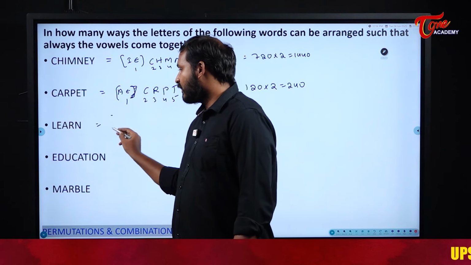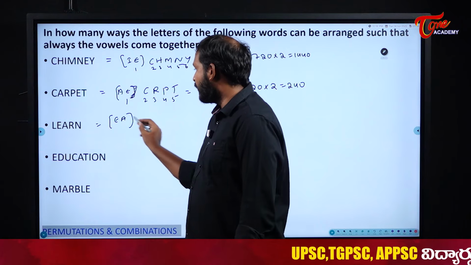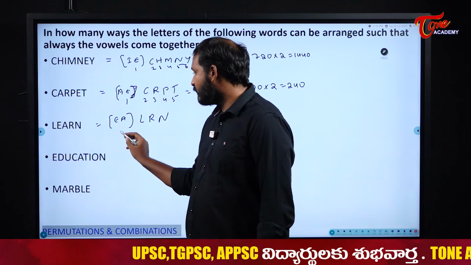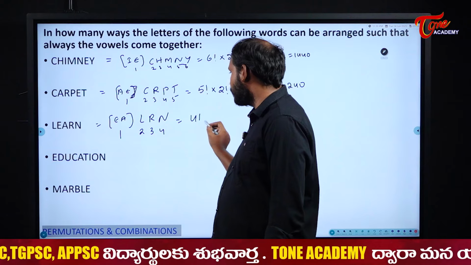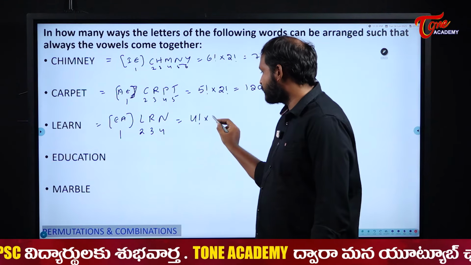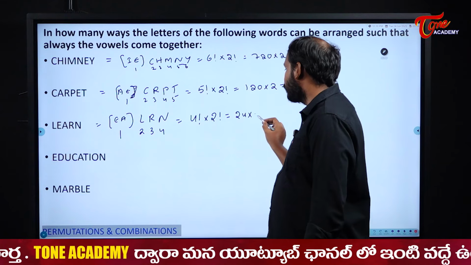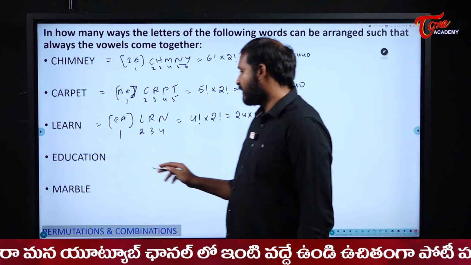Next, learn. In learn, what are the groups we have? E and A, and L, R, N. So these are how many in number? This 1, 2, 3 and 4. So it will become what? 4 factorial. And E and A in how many different ways? 2 factorial ways. So 4 factorial is 24 into 2. It becomes what? 48. Similarly, education.